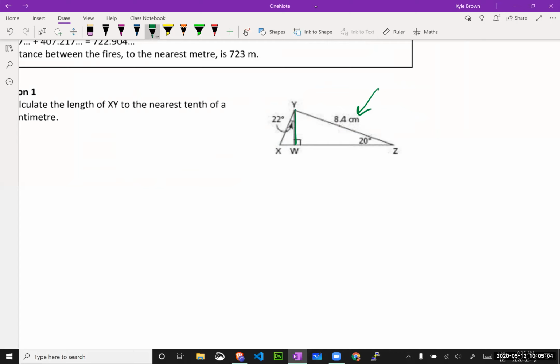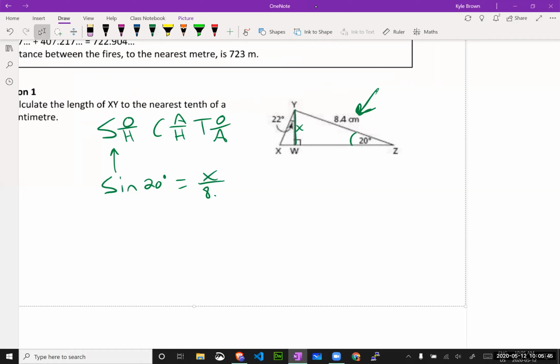So let's do that, just using SOHCAHTOA. So I'll write down SOHCAHTOA again. I'm looking at this angle and I'm looking for this side. Let's call that x for a second. What do we have? We have the hypotenuse and we're looking for the opposite, the one on the other side. Which of these has hypotenuse and opposite? That's sine. So we're going to say sine of 20 degrees is equal to opposite over hypotenuse, that would be x over 8.4.